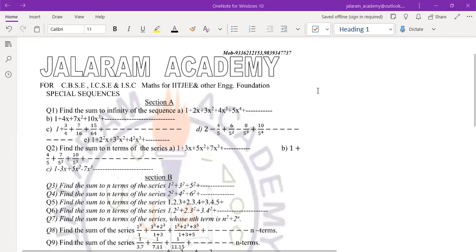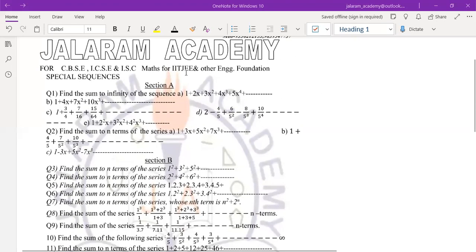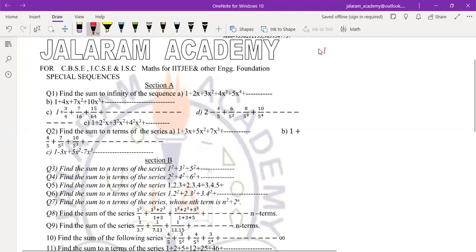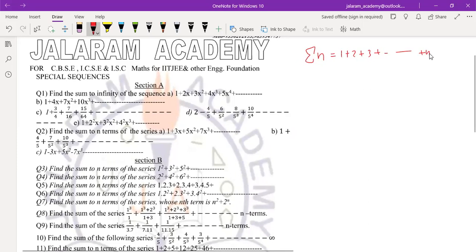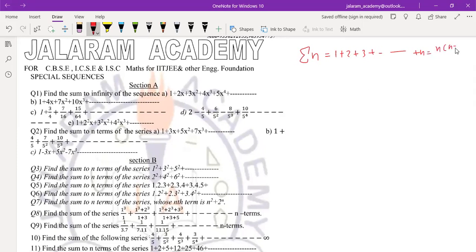Now we'll discuss some important problems related to natural sequences, related to the sum of first n natural numbers. We have studied in the last session that the sum of first n natural numbers is denoted by sigma n. Its meaning is 1 plus 2 plus 3 and so on up to n, and its formula is n into (n plus 1) upon 2.